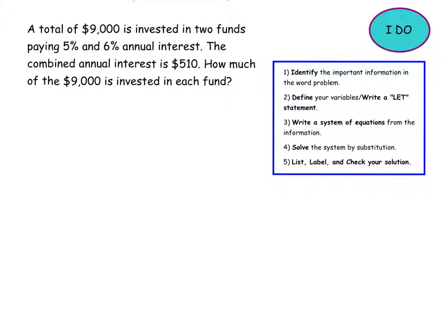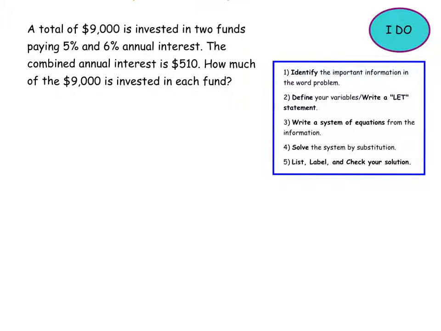So first, always you want to read the problem. And it says, a total of $9,000 is invested in two funds, paying 5% and 6% annual interest. The combined annual interest is $510. How much of the $9,000 is invested in each fund?